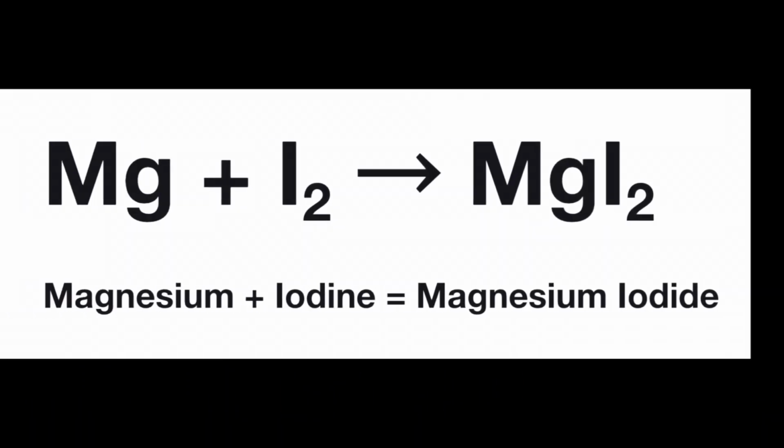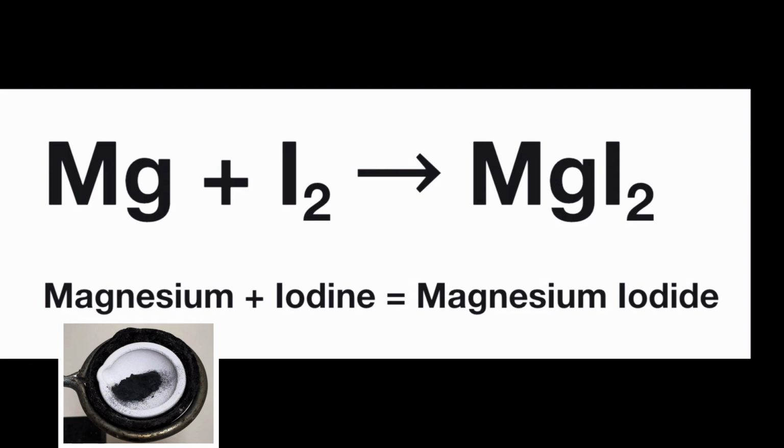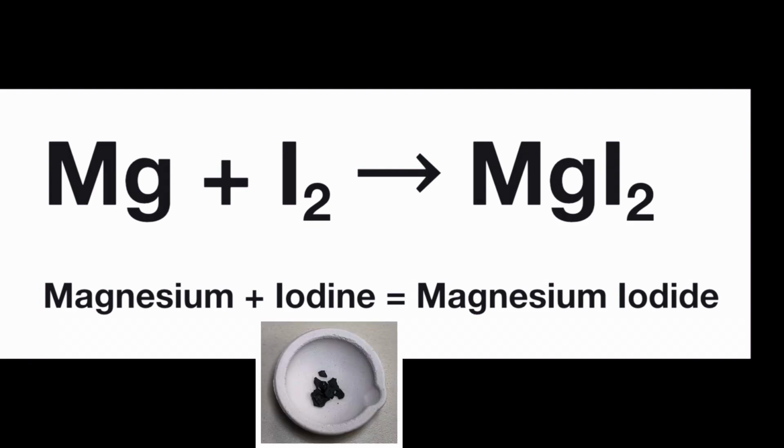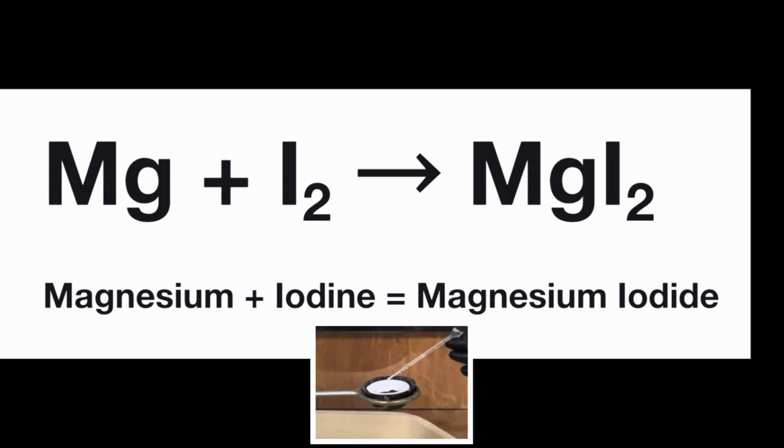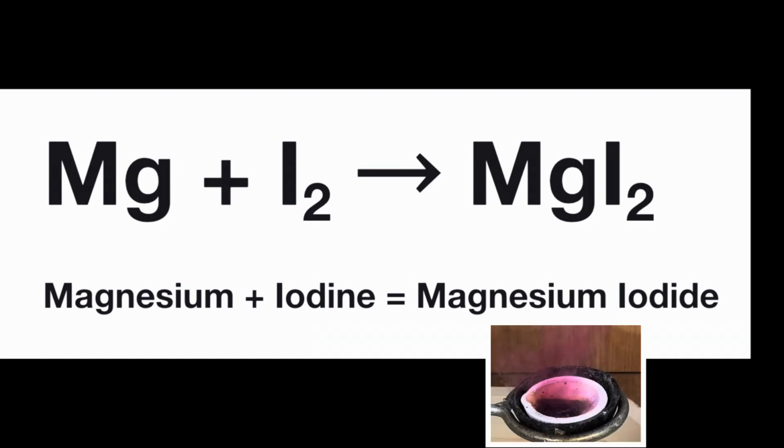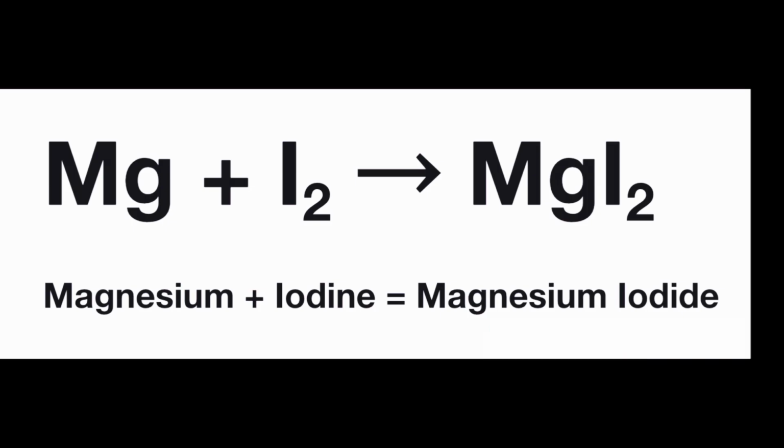Here's the balanced equation for this amazing synthesis reaction. We start with the reactants magnesium and iodine. We have magnesium, that's Mg, and the diatomic molecule of iodine, that's I2. When water is added, it creates the product magnesium iodide, MgI2.